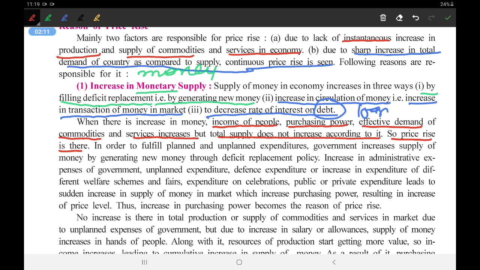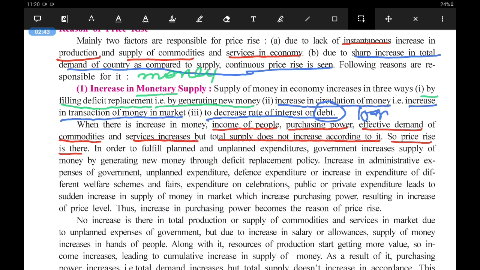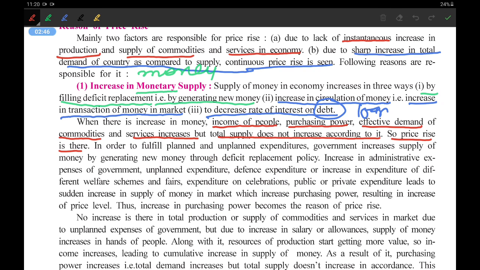So here, which law is implemented? If you remember, I told you in the last lecture, the demand supply law. Here, the supply is less, the demand is high, and due to that, the price will rise up. The supply will be less, the demand will be high, and due to that, the prices will rise up. So this is the main reason due to which the price will rise up as more money is put into the market.